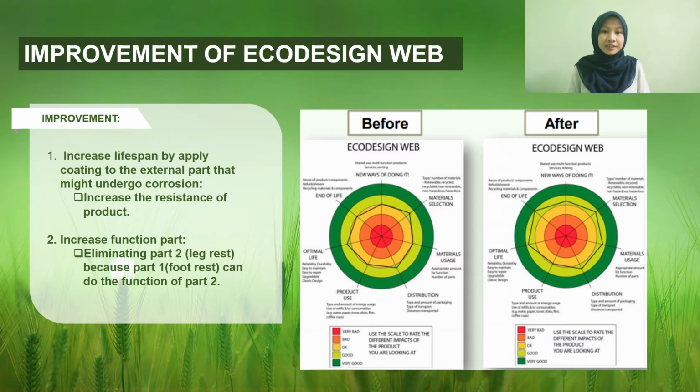Firstly, the improvement can increase lifespan of product by applying coating to the external part that might undergo corrosion. It will increase the resistance of product. Secondly, increase the function of part of wheelchair by eliminating leg raise because foot raise can do the function of leg raise. Indirectly, it will reduce the weight of product. This improvement will result in the scale of Eco-Design Web going from worst scale to good scale as shown in the figure before and after redesign of the wheelchair.